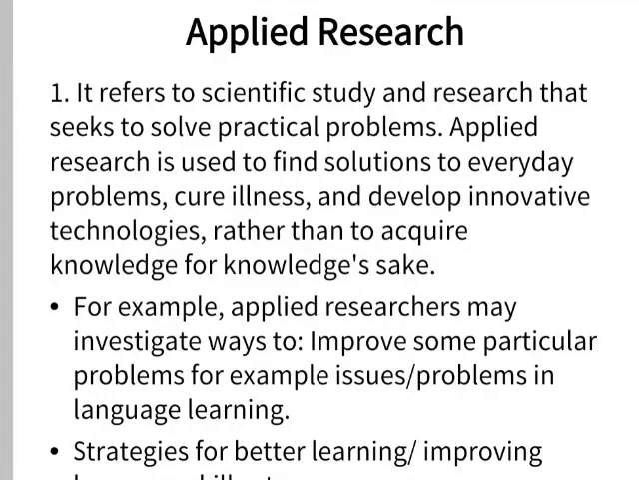Here is an example. Applied research may investigate ways to improve some particular problem, for example, issues or problems in language learning, strategies for better learning, improving students' language skills, including oral or written skills. Whatever the problem is, the researcher would look at the problem and then would plan a research method to find out the solution to that problem.